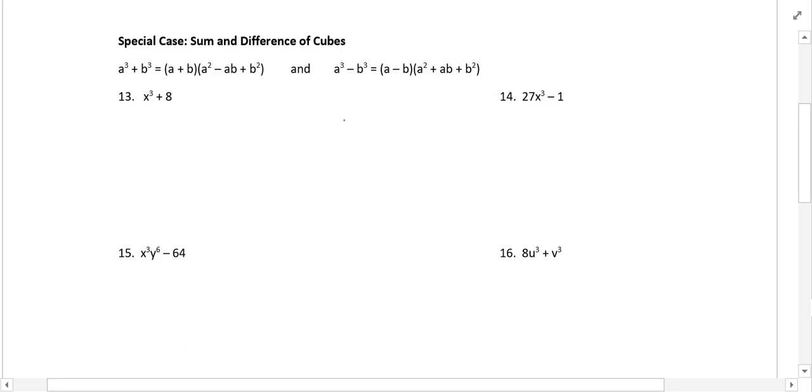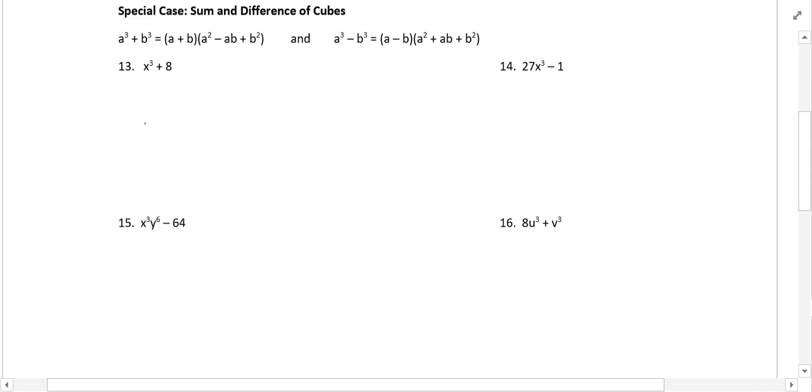All right, so let's go ahead and check this one out. So we have x cubed plus 8. So we want to start with this, okay? It's a sum, and these are both cubes. So we take the cube root. The cube root of x cubed is x. The cube root of 8 is 2. And since there's a plus sign in the middle, I have x plus 2.